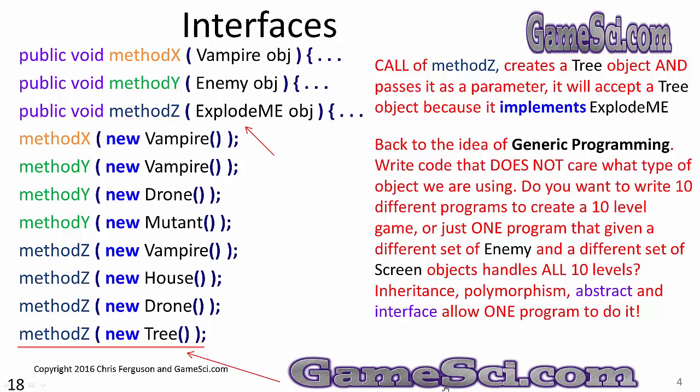Back to the idea of generic programming. Write code that does not care what type of object we're using. Do you want to write 10 different programs to create a 10-level game? Or do you want to write just one program that, given a different set of enemies and a different set of screen objects, handles all 10 levels? Inheritance, polymorphism, abstract, and interface allow one program to do it.